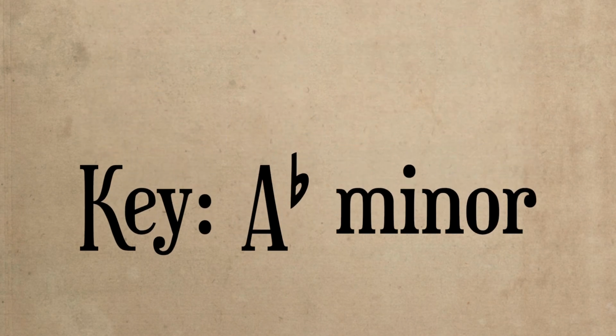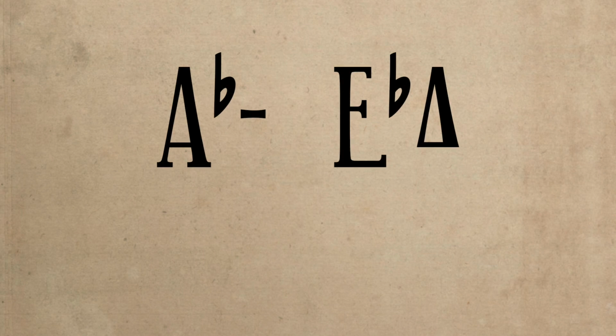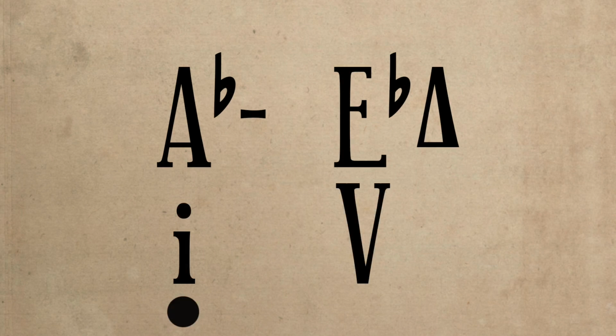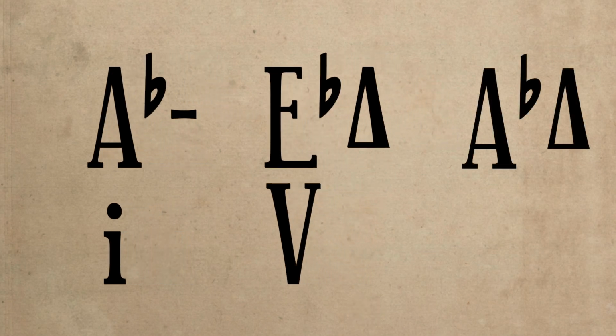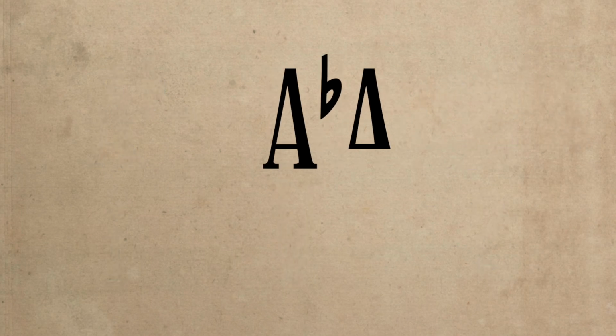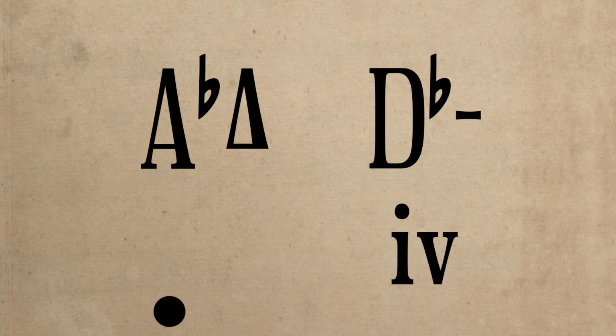So the theme is set in the key of A-flat minor and begins with the progression of A-flat minor to E-flat major, or 1 to 5. This occurs twice before proceeding to A-flat major in measure 5. In this case, A-flat major is used as a dominant emulation meant to intensify a progression to D-flat minor, the 4 chord.